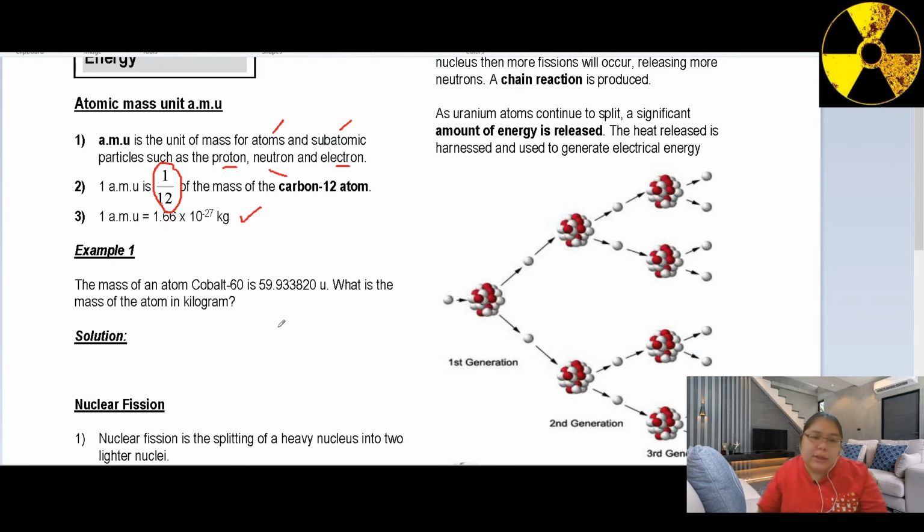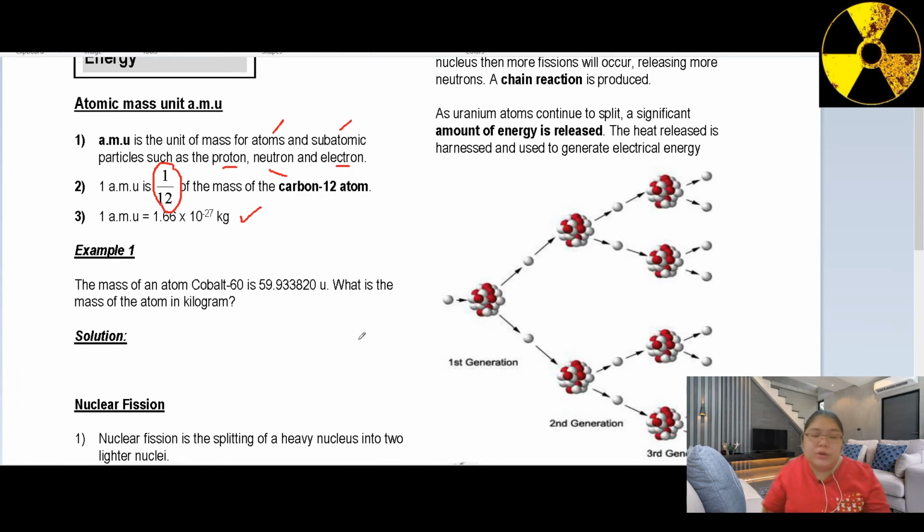Now let's see example 1. It is just a simple question and they just want you to convert. You do it first, please. Okay, I'll do some changes first. The mass of cobalt 60. Normally they say 60, but actually it is a round number, 59 point something. The U actually is AMU, they don't write the full name, just the U. This unit is in AMU, and they want you to convert to kilograms.